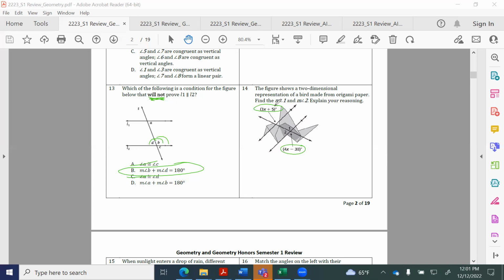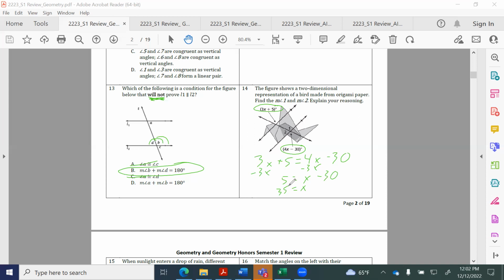So take them, set them equal to each other. 3x plus 5 equals 4x minus 30. All right, subtract off, let's do the 3x this way. So let's minus the 3x. That leaves us with just 1x. Bring the 30 the opposite way, add 30. So x is 35. Great.